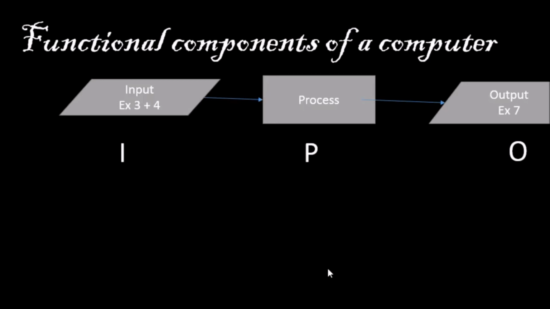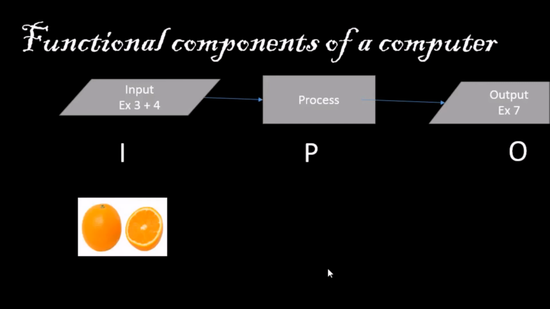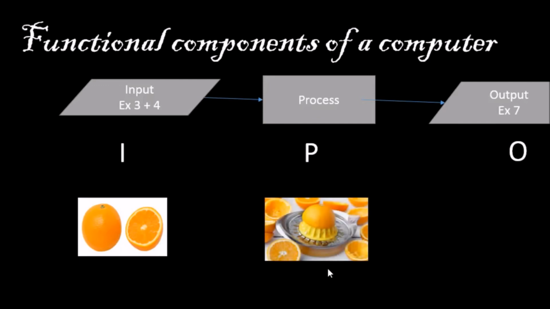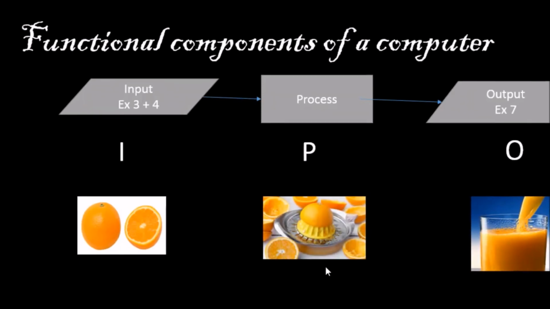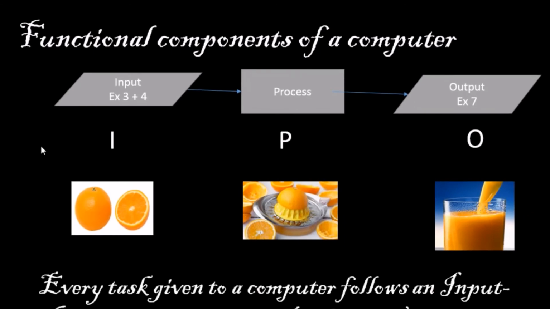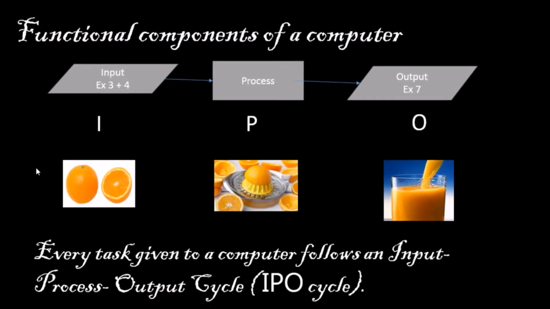In our daily life, if you are going to make orange juice, the orange is the input, preparing the juice is the process, and the last output is orange juice. So every task given to the computer follows the input, process, output cycle.